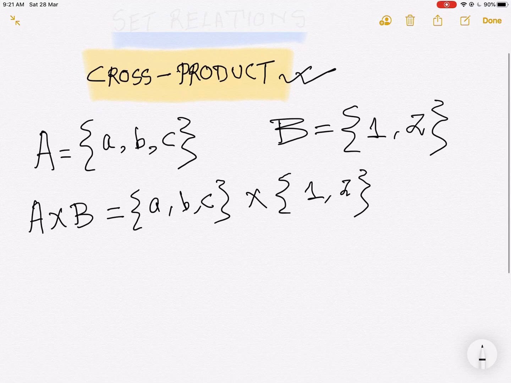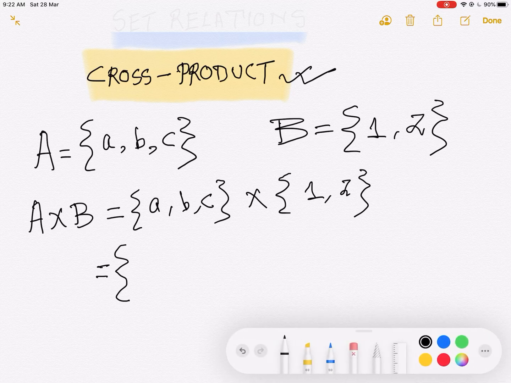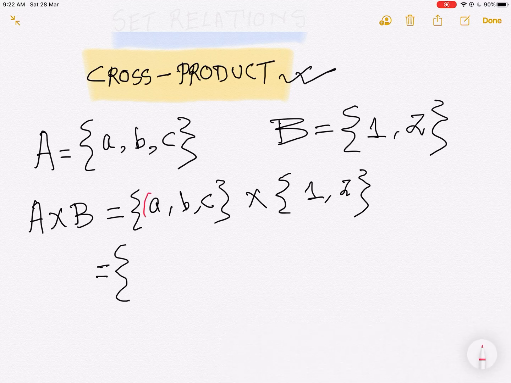Now how to form the cross product or how to multiply these two sets? The resultant is another set of ordered pairs. So here the result is a set of ordered pairs. Ordered pair means we have to pair the elements of the first set, that is A, with the elements of the second set in all possible manner. How to do so? We fix one member of the first set. Say if I fix the element a of the first set as our first member, then we associate a individually with each and every member of the second set in ordered pair form.